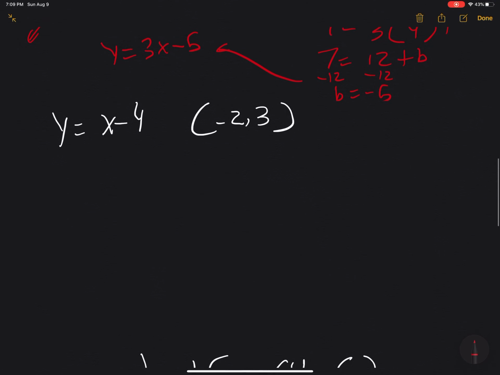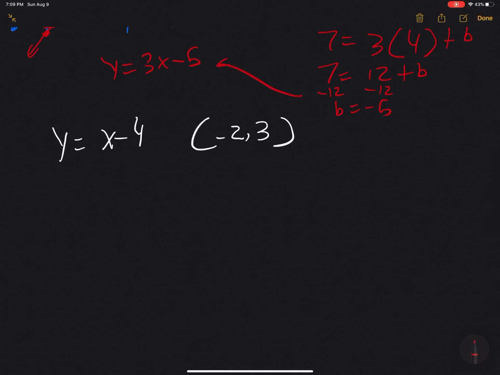So let's try one more example. y equals x minus 4, and we have the point -2, 3. So we have a given equation, and that given equation has the graph... If we plug in the point 4, we know we have 0 because 4 minus 4 is 0. So let's just go to x equals 4. 1, 2, 3, 4. Find the x-intercept.